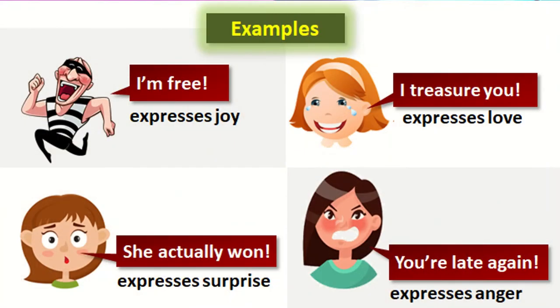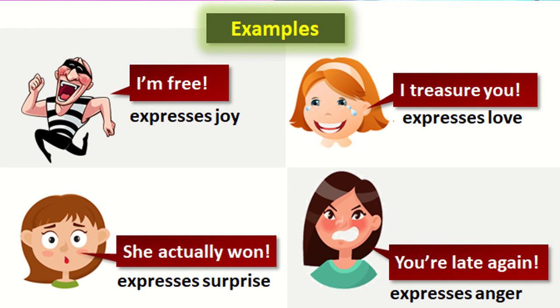So let's read these examples. I'm free! Can you feel it? That I'm so happy. This is expressing my joy. I'm free! Maybe this is a thief. He is out from jail. So now he is extremely happy that he is free. See, he says, I'm free, with a strong feeling.